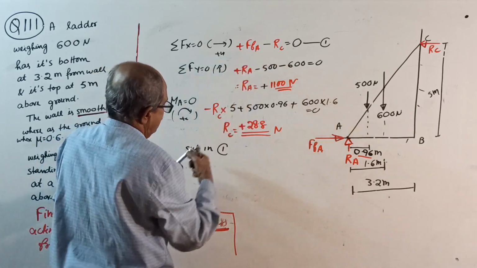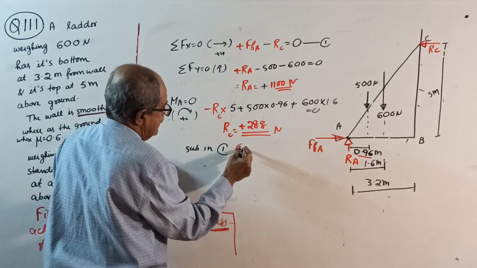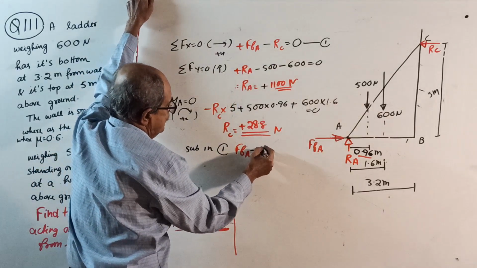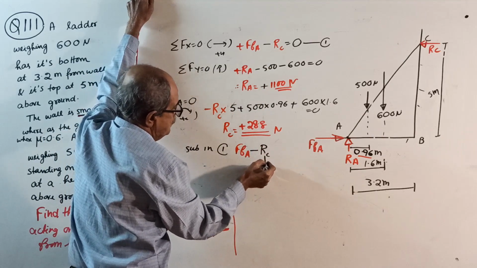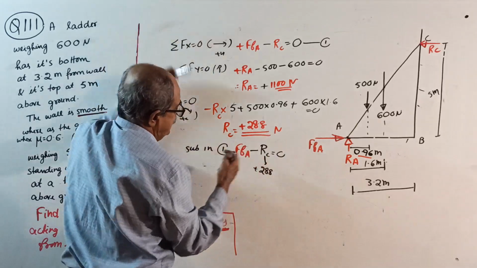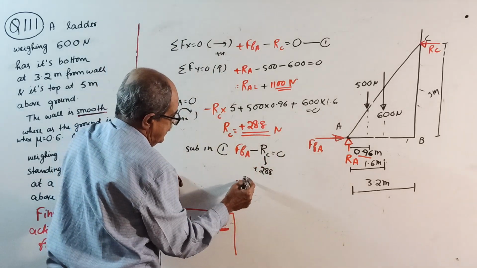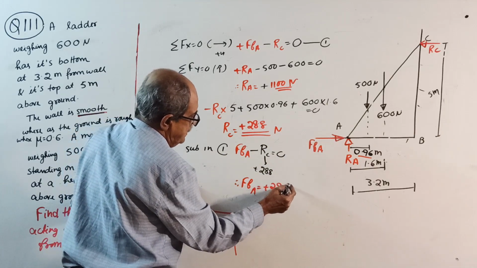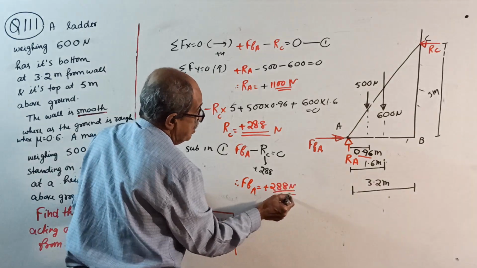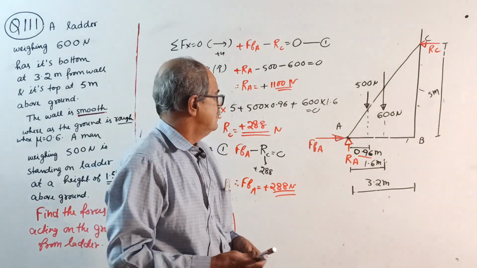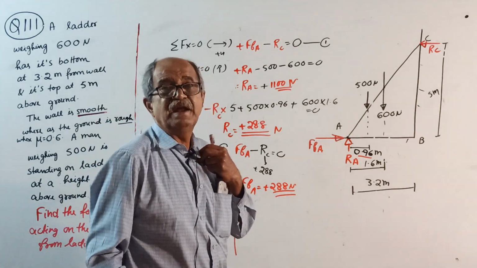You get FF at A minus RC. RC is plus 288, equal to 0. Therefore, FF at A equal to plus 288 Newton. FF at A is plus 288 Newton. Over.